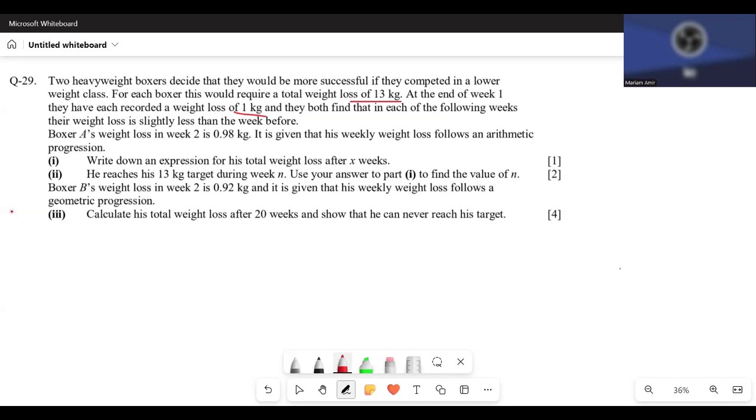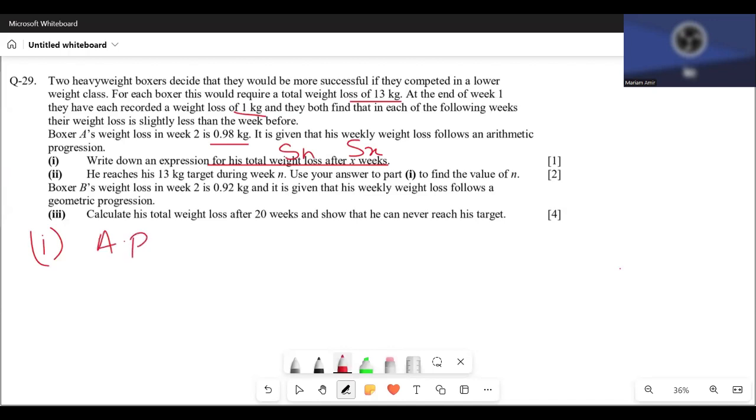Boxer A's weight loss in week 2 is 0.98 kg. It is given that his weight loss follows an arithmetic progression. Write down an expression for his total weight loss after x weeks. Total weight loss means the sum of the weight lost, and in x weeks means S_x, where n is x. Okay, so it's an AP.